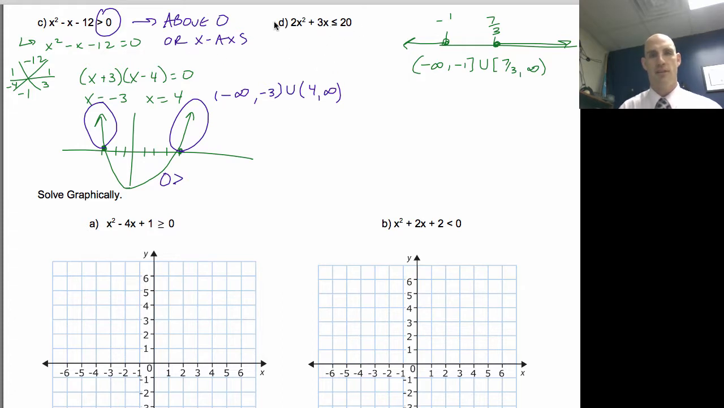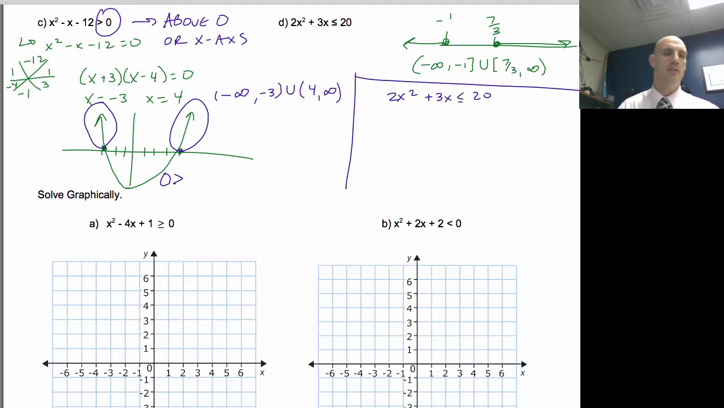Okay, so I'm all up in this problem's business here, but I put a neat little box here. This is 2x squared plus 3x is less than or equal to 20. For this one, we're going to do the same thing. I'm going to solve it as if it's a regular quadratic, so I'm going to make it an equal sign. 2x squared plus 3x equals 20. And so then 2x squared plus 3x minus 20 is equal to 0.